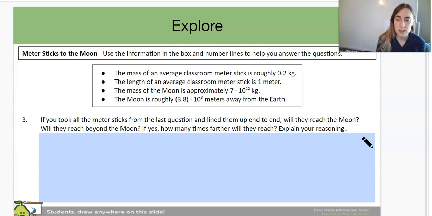So we're going to read our question here. If you took all of the meter sticks from the last question and lined them up end to end, will they reach the moon? If yes, how many times farther will they reach? Explain your reasoning. So I suggest you use the same strategy from before.